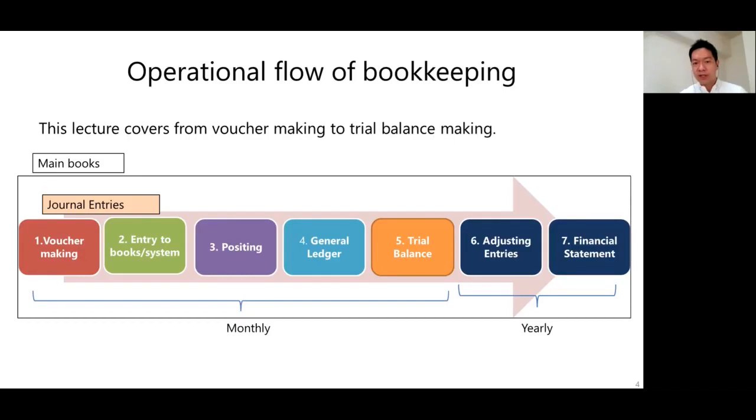So from voucher making up to the trial balance making, it's a monthly procedure. And for the adjusting entries and financial statement, it's a yearly procedure. So it's a total picture of the bookkeeping.